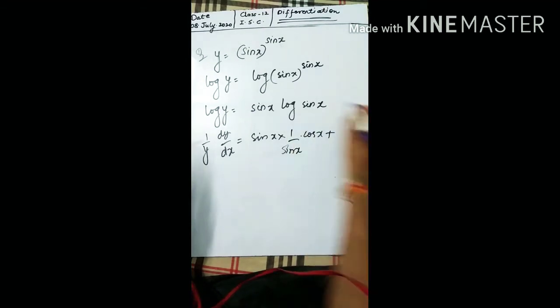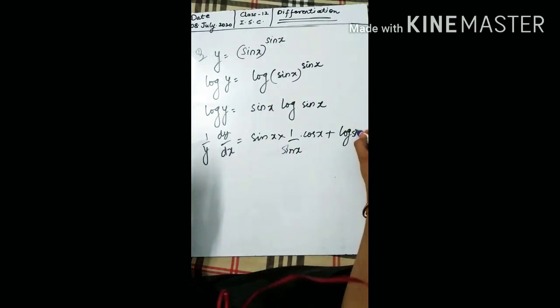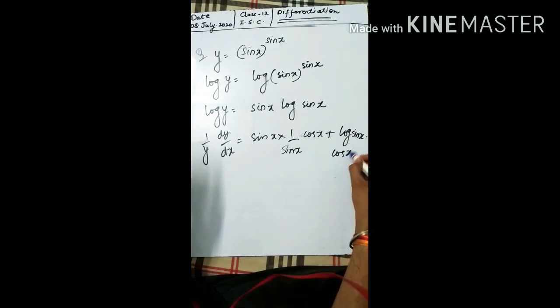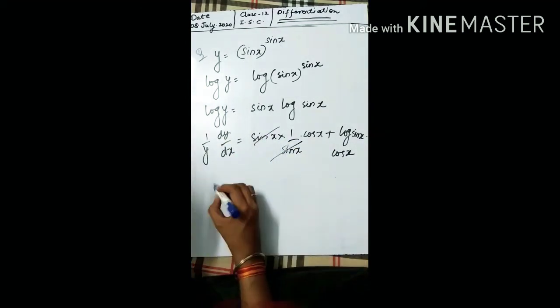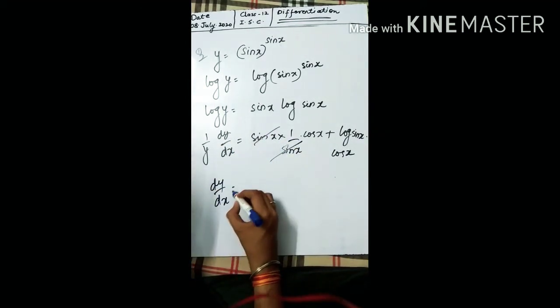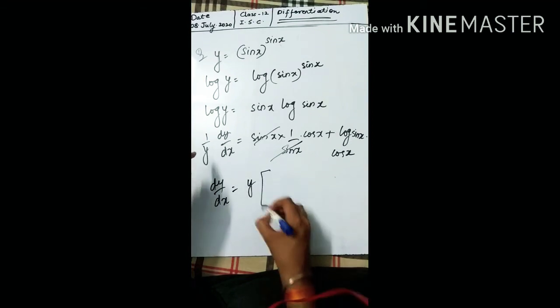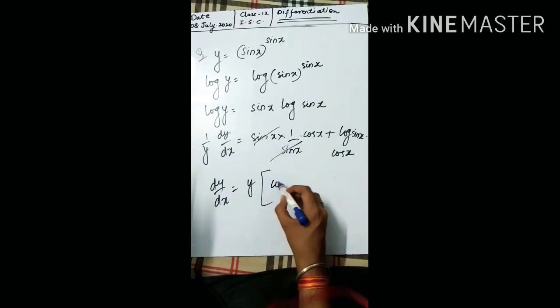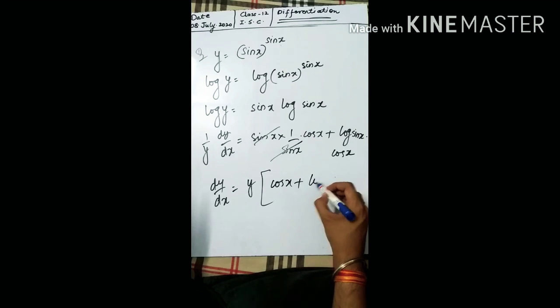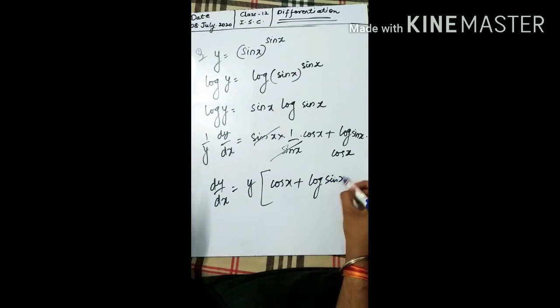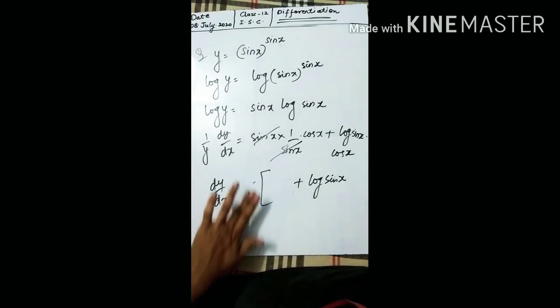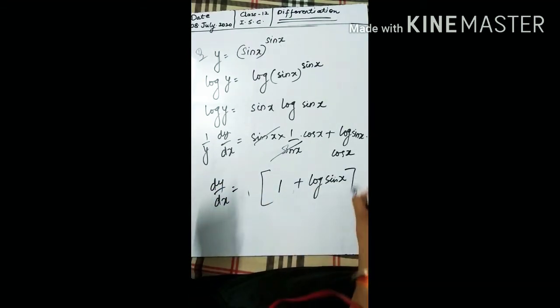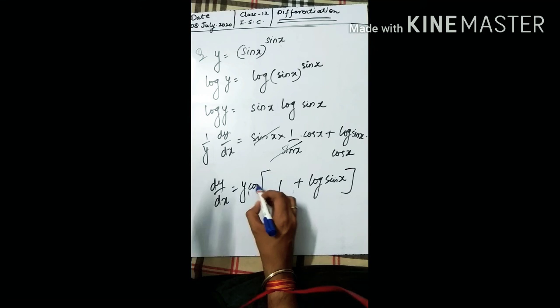Cos x, plus keep log sine x as it is, and differentiation of sine x is what? Cos x. This sine to sine we can cancel, take y here, so your dy/dx is equal to y bracket cos x plus log sine x. For this, we can do one thing: take cos x common, so this will be 1 plus log sine x, and y cos x.